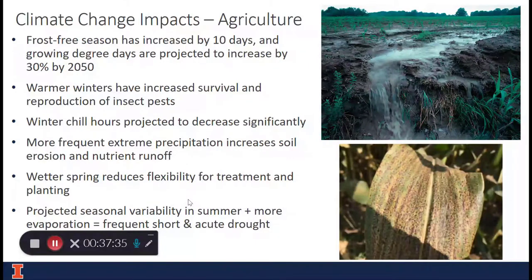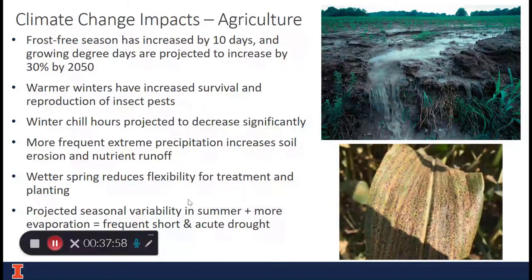Warmer winters, folks may like the idea of, especially in northern Illinois, a warmer, more mild winter. But just as we talked about vector-borne disease, warmer winters increase the survival and reproduction of insect pests. We saw that this last year with corn rootworm. They're able to overwinter farther north and therefore have a higher prevalence, especially during dry conditions in the summer in northern Illinois.